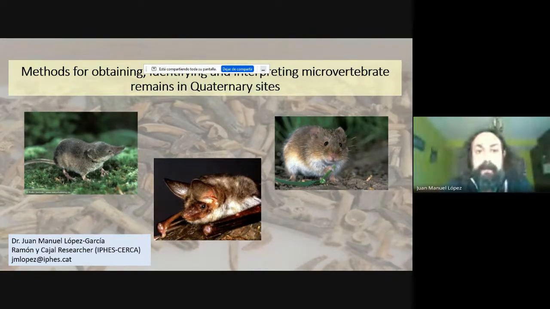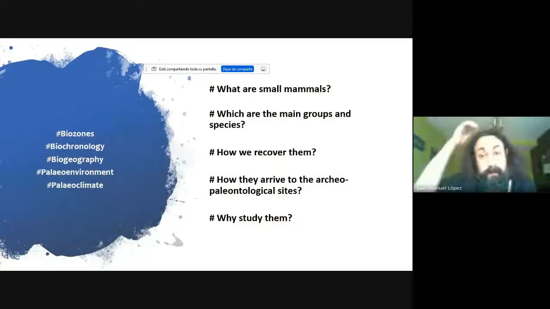As Marta said, I'm going to speak about the different methods to obtain the small vertebrate remains in quaternary sites. We are going to see the presentation in different parts: what the small mammals are, which are the main groups and the species, how we recorded them, how they arrived at archaeopaleontological sites, and why we study them.